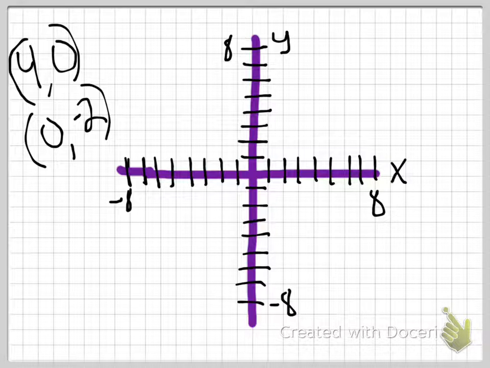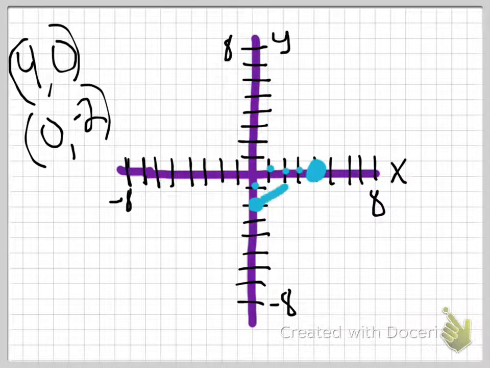Alright, let's plot our points. Let's use blue. 4, 0, so I'm going to go 1, 2, 3, 4, and I'm not going to go up and down, so I'm going to put my dot right there. And then I've got 0, negative 2, so I'm going to start at 0. The first number tells me I don't go left or right. I just go down negative 2. And I put my dot.